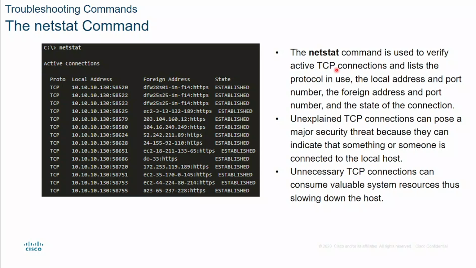Then the netstat command. The netstat command is used to verify active TCP connections and list the protocol in use, the local address and port numbers, the foreign address and port numbers, and the state of the connection. You can see this on the image here. Unexplained TCP connections can pose a major security threat because they can indicate that something or someone is connecting to the local host. Unnecessary TCP connections can also consume valuable system resources, thus slowing down the host.